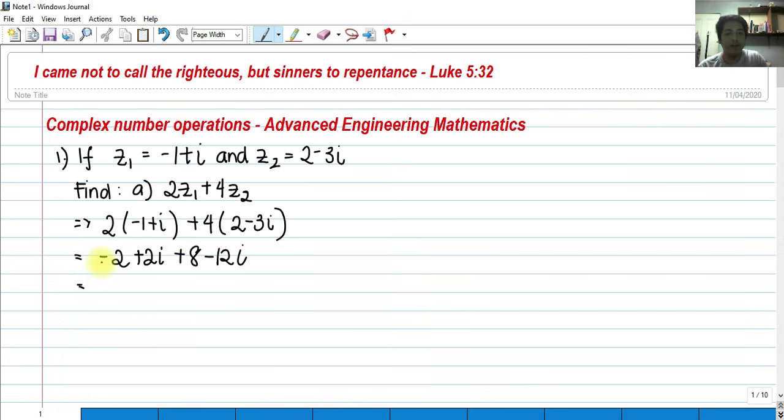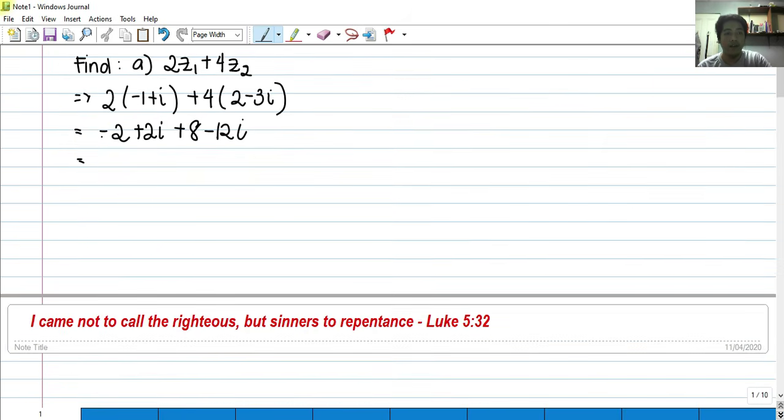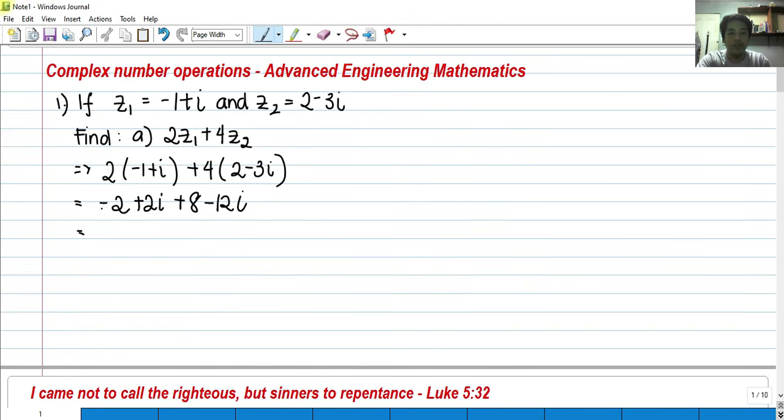So we can simplify some of the values in the real part and in the imaginary part. So if we simplify, -2 plus 8 is obviously 6. And then we have plus 2i minus 12i, that is -10i. So this is our answer for our first item.